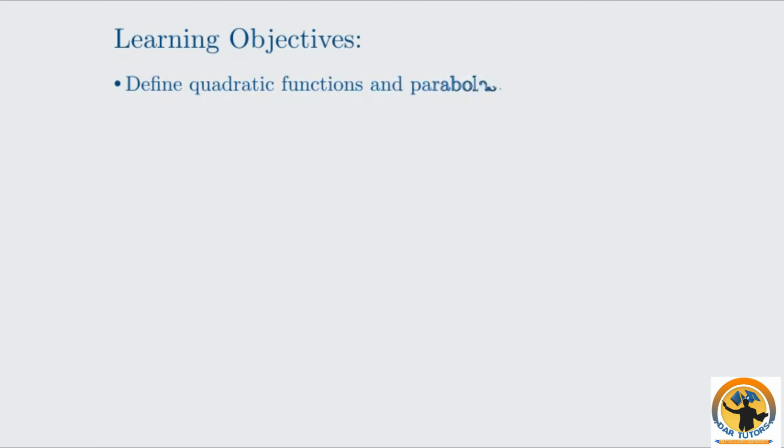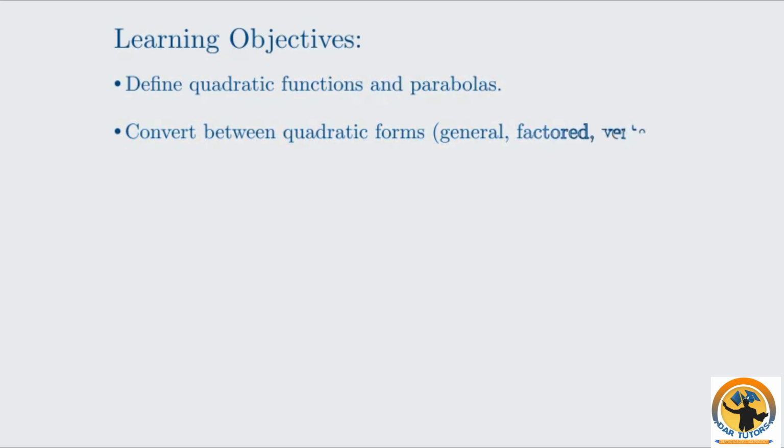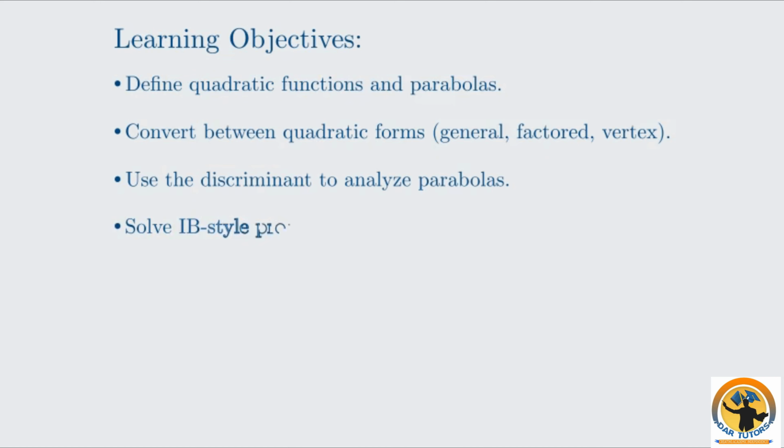graph, a parabola. Second, convert between three different forms of a quadratic function to easily find key features like the vertex and intercepts. Third, use the discriminant to determine the number of x-intercepts. And finally, solve various types of IB-style problems involving quadratic functions.